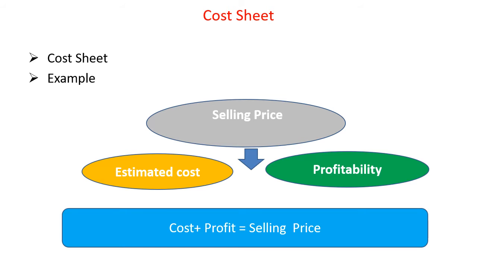The chartered accountant told him about selling price. Selling price is divided into two parts: first, estimated cost, and second, profitability. Therefore, cost plus profit is equal to selling price. Here note that a cost sheet is a statement of estimated cost and profitability.